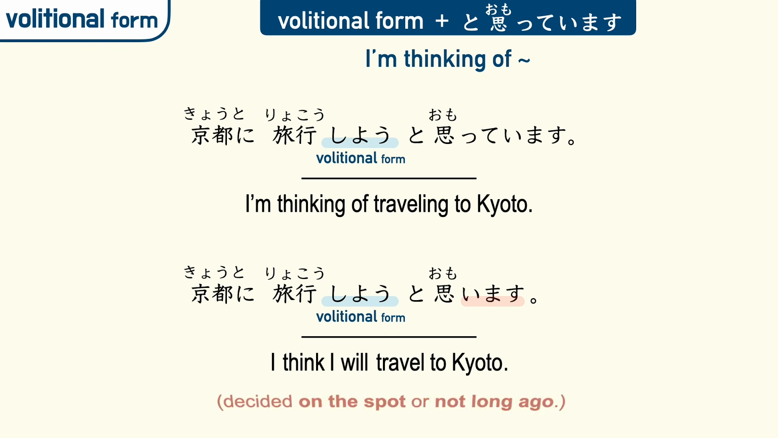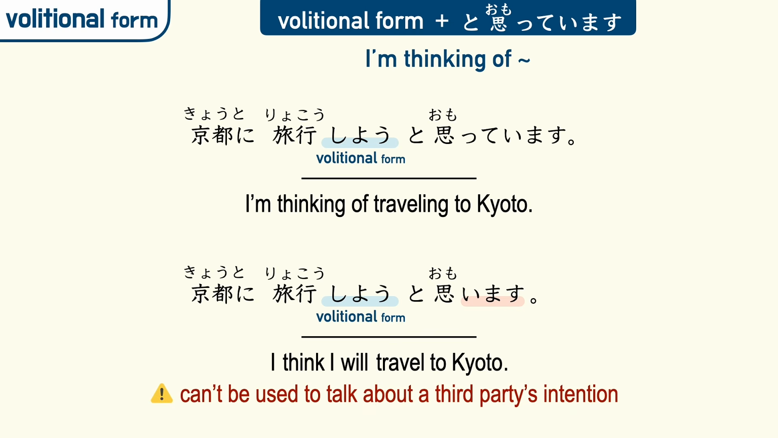It sounds like you decided to go to Kyoto on the spot, or not long ago. If you made that decision some time ago, you should stick to 思っています。京都に旅行しようと思っています。Also, you can use the 思います version only for your own intention. It cannot be used to talk about someone else's intention.